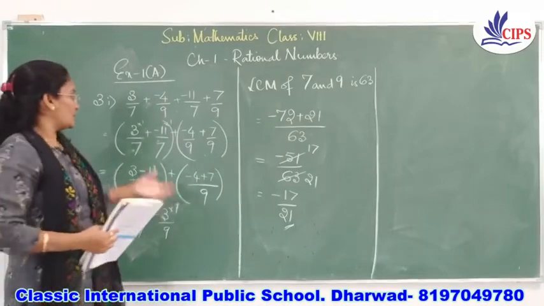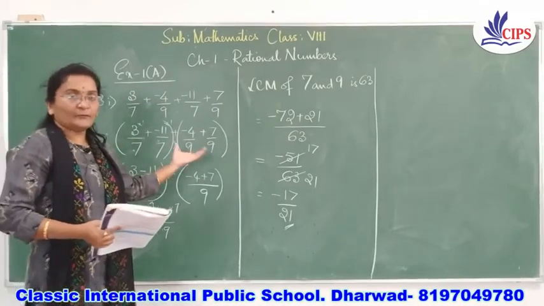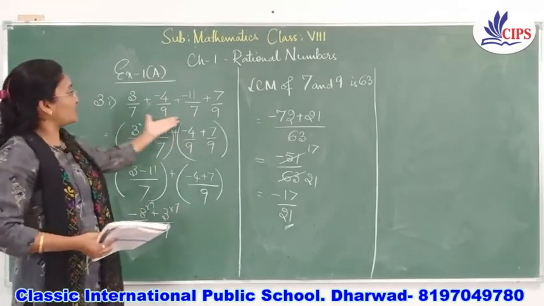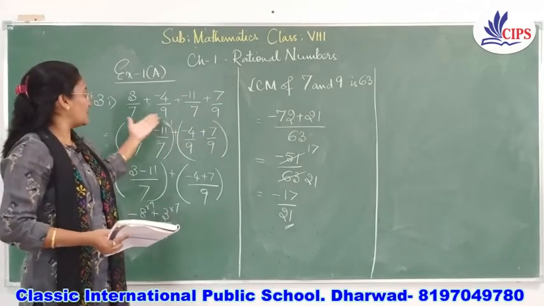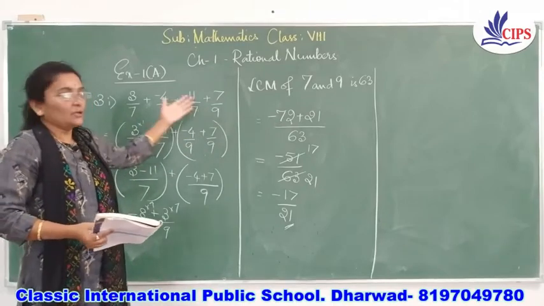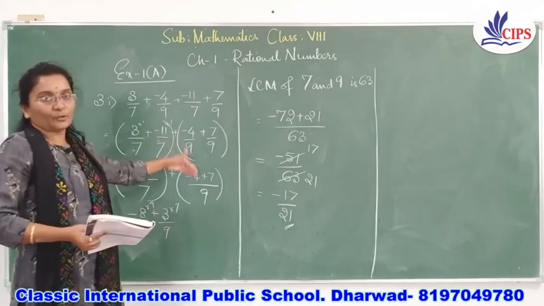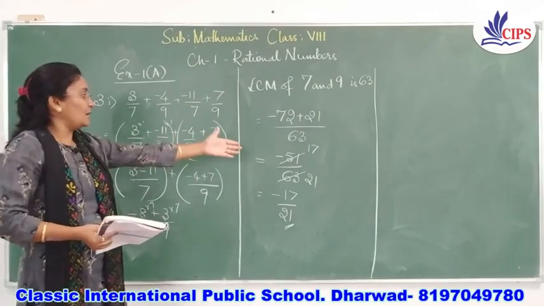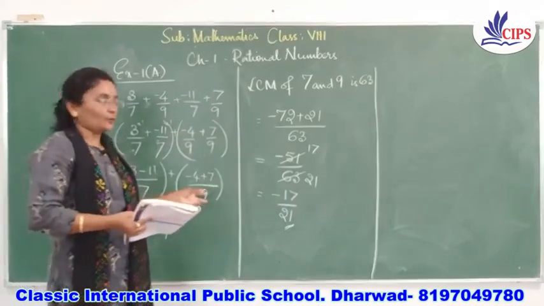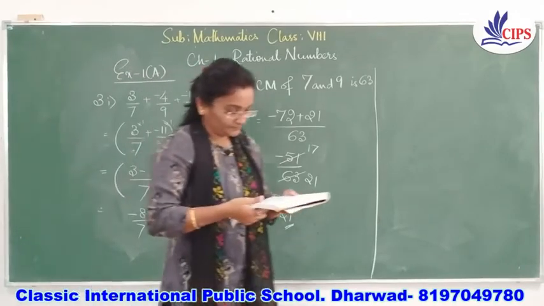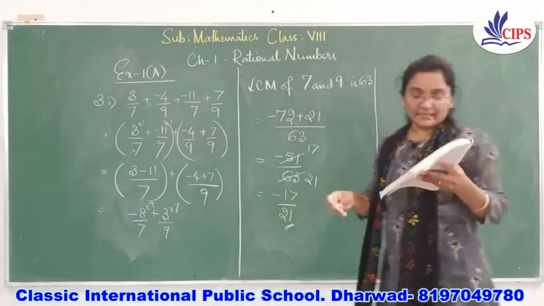Understood, kids? So we have to solve it like this. Otherwise, if you don't want to group these together, you can take the LCM of all the 4 numbers, that is 7 and 9, but you have to repeat the work again. So what we have to do is combine. It's better for you people, the steps will be fewer. Okay, we'll go for the second sum.